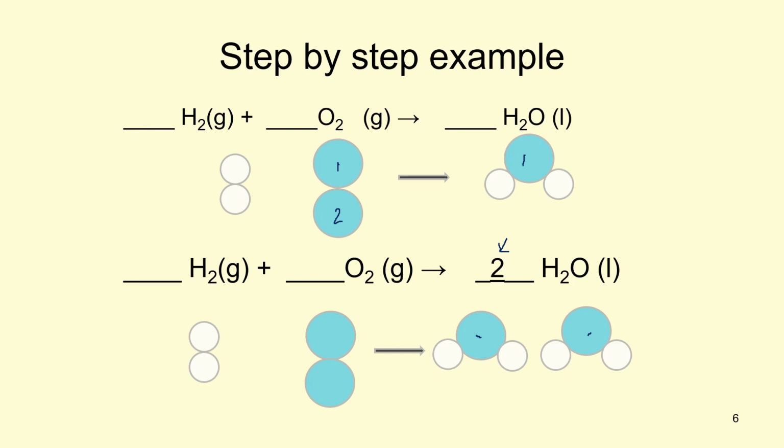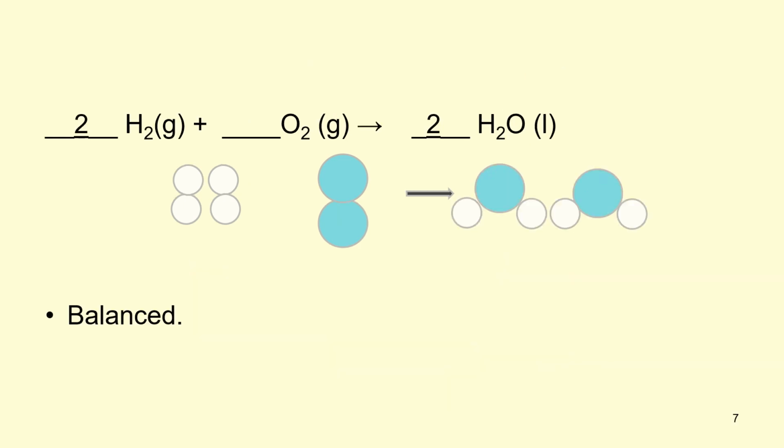Well, what's happened here? Now I have 1, 2, 3, 4 hydrogen, and on the left I only have 2. But again, if I double it, so here you can see I doubled it. Now I have 4 hydrogen, 2 oxygen, 2 oxygen, and this reaction is now balanced. I need 2 hydrogen plus 1 oxygen will give me 2 waters.